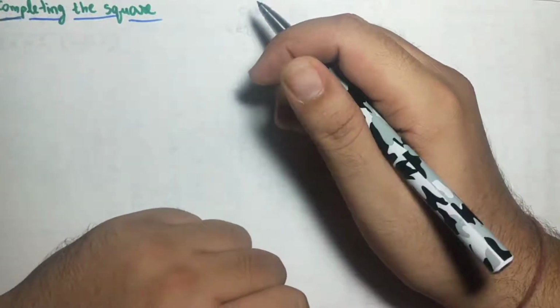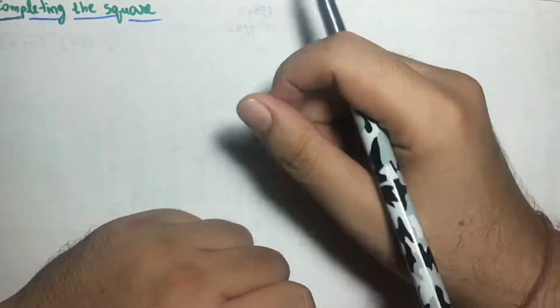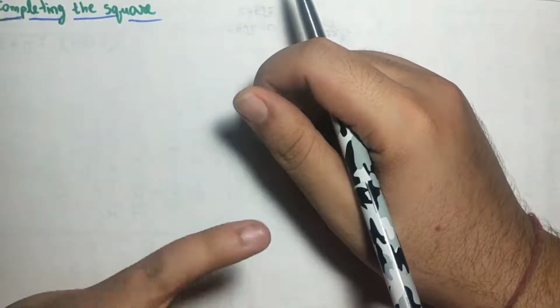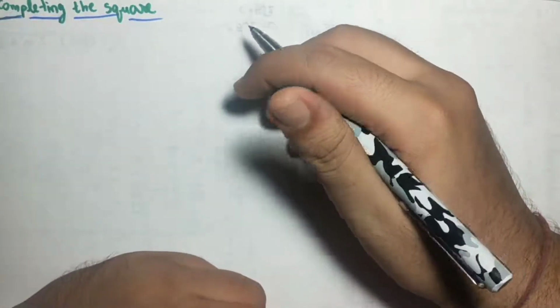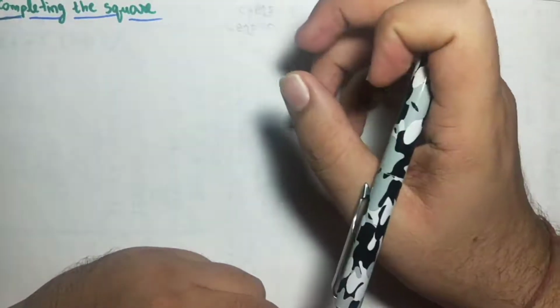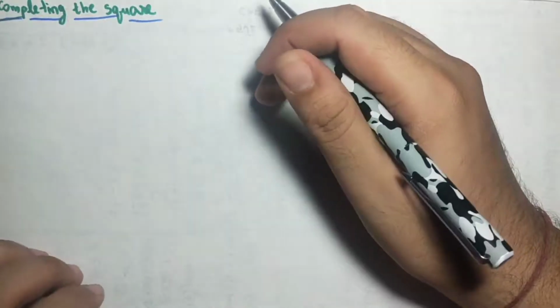Completing the square. The word itself tells us many things. We have to complete a square. I will give the explanation of this topic with the same example given in the textbook.